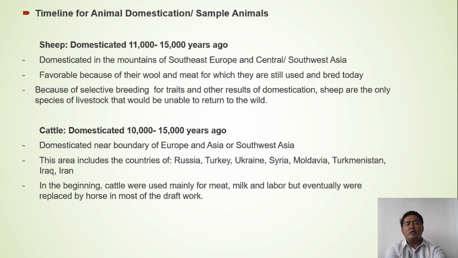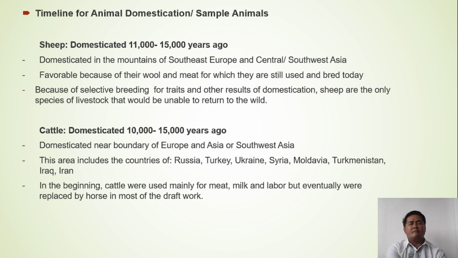Because of selective breeding for traits and other results of domestication, sheep are the only species of livestock that would be unable to return to the wild. Okay, so na-domesticate na nato sila nya atong pabalikon sa wild. They are the most unlikely animal that would be successful in returning to the wild.